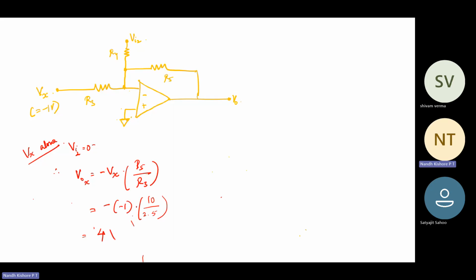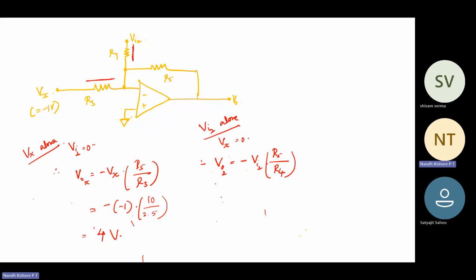Okay, which gives you 4 volts. And if you want to see Vi2 alone, which means Vx equal to 0, therefore your V naught 2 would be minus Vi2 into R5 by R4. Why R4? Because from the path of Vi2 it is R4.